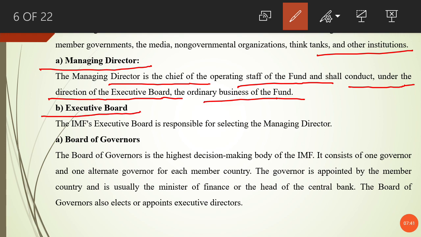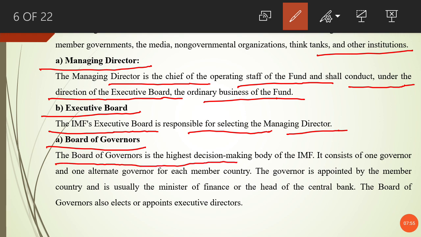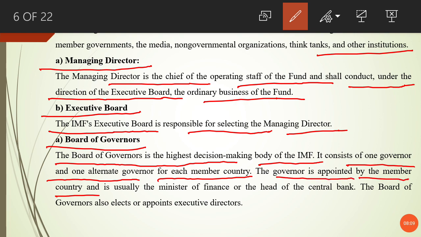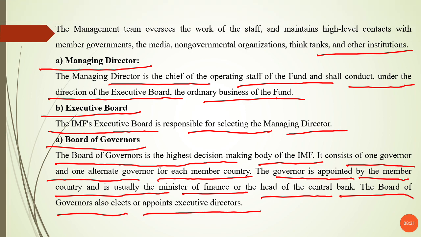B. Executive Board. The International Monetary Fund's Executive Board is responsible for selecting the Managing Director. A. Board of Governors. The Board of Governors is the highest decision-making body of the International Monetary Fund. It consists of one governor and one alternate governor for each member country. The governor is appointed by the member country and is usually the Minister of Finance or the head of the central bank. The Board of Governors also elects or appoints executive directors.